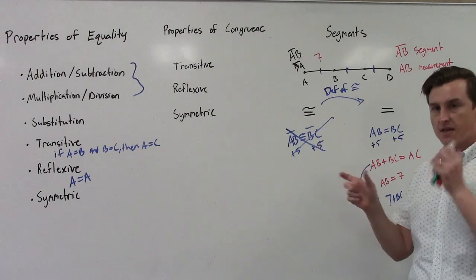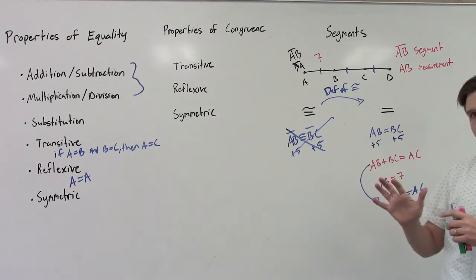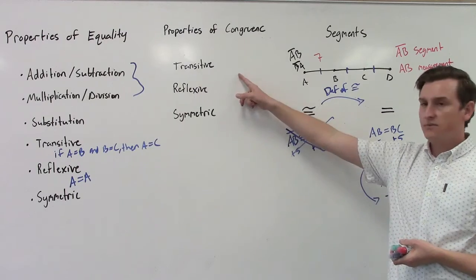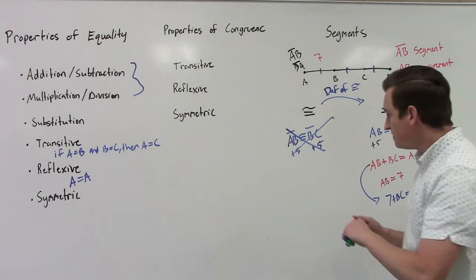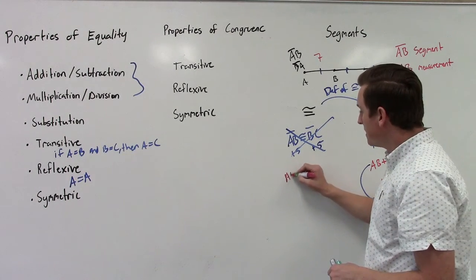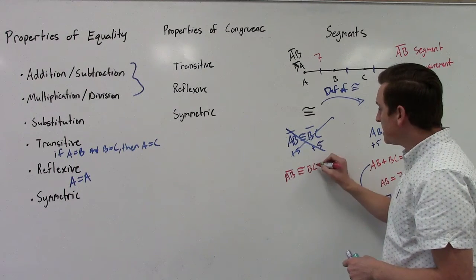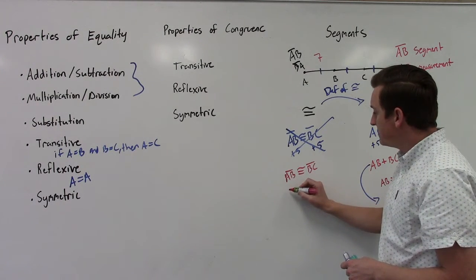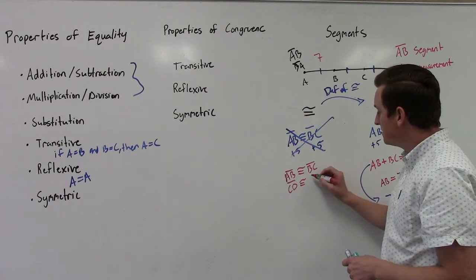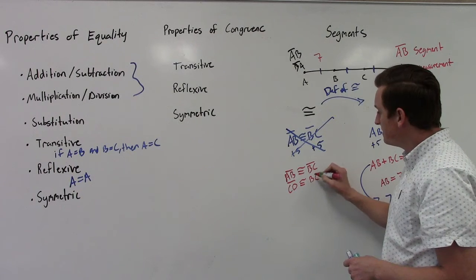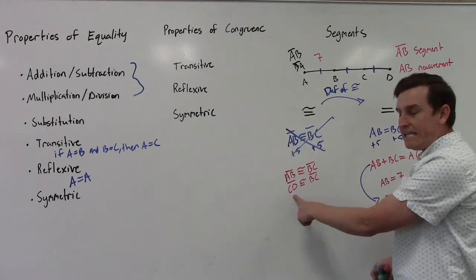I can't say that because two things are congruent to the same thing, they're congruent to each other. You can kind of do that, but it has to be transitive, because remember, transitive and substitution are a little bit different. Let me give you an example of what I mean. If I said AB is congruent to BC, and I also had CD is congruent to BC, I can't say that AB is congruent to CD.